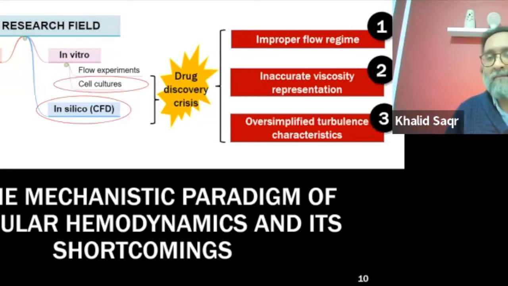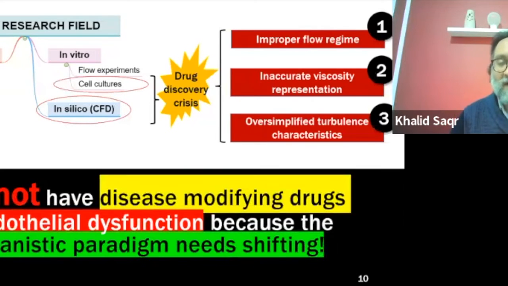It's about turbulence, because the reliance on Kolmogorov-Obukhov theory for fully developed isotropic homogeneous turbulence widened the gap between CFD models and in vivo observations. To sum up this criticism, this is actually why we do not have disease-modifying drugs for endothelial dysfunction: the mechanistic paradigm that everybody uses to study endothelial dysfunction is not the proper one. So that's why we have a drug discovery crisis. We are unable to discover the effective drug targets that could really modify endothelial dysfunction.